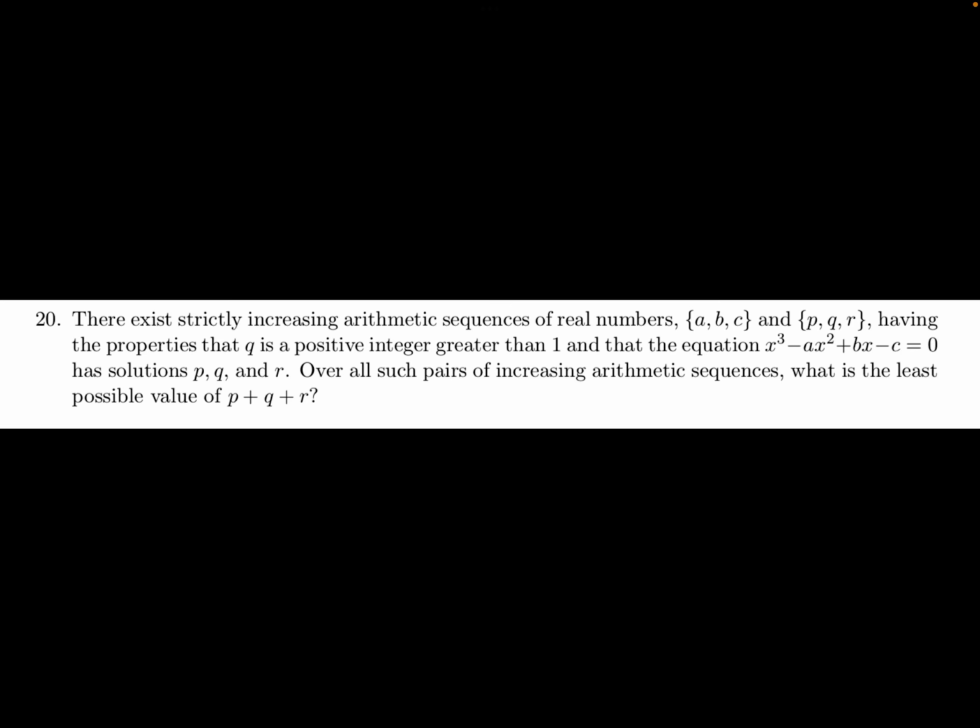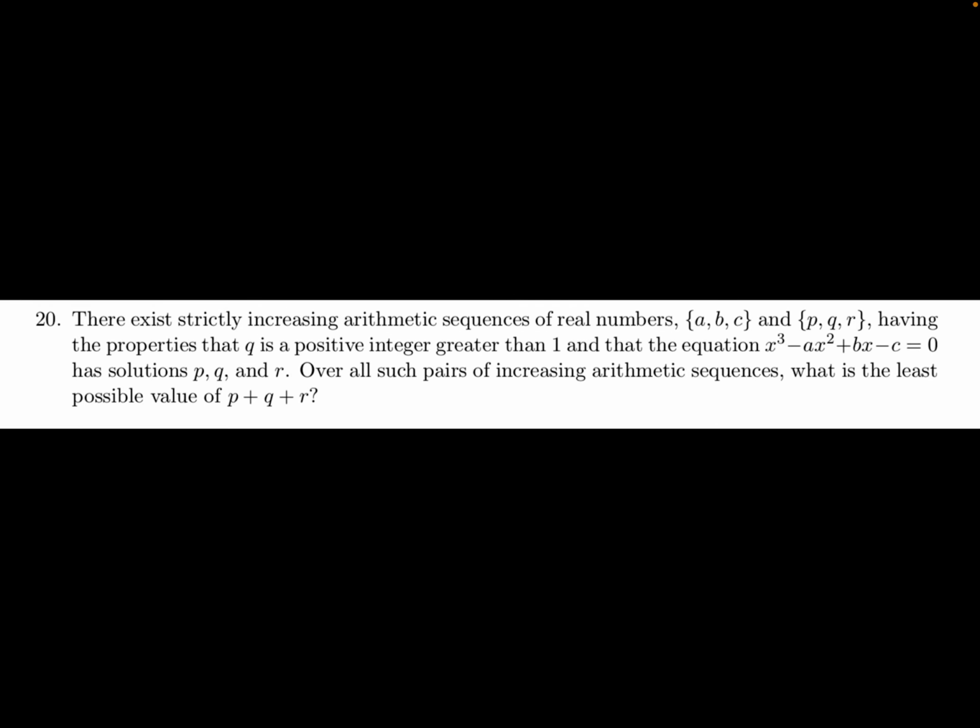It says that there exist increasing arithmetic sequences of real numbers a, b, c and p, q, r, having the properties that q is a positive integer greater than 1 and that the equation x cubed minus a x squared minus c equals 0 has solutions p, q, and r. Over all such pairs of increasing arithmetic sequences, what is the least possible value of p plus q plus r?